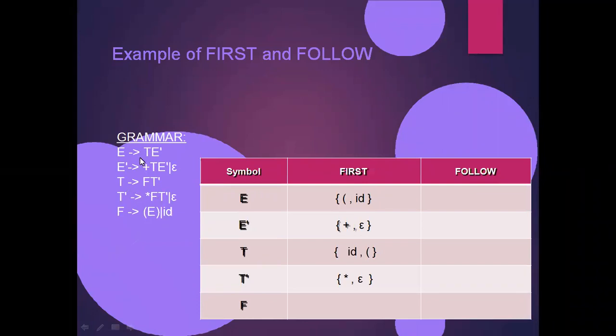And again, we need not construct the first of F. At the starting symbol of E, when we are constructing the first function for the starting symbol E, there itself we get an output of F. That is open parenthesis, comma, ID. So the same output for the F. Right? Is it clear, all of you, how to construct the first function? It's very easy, right?